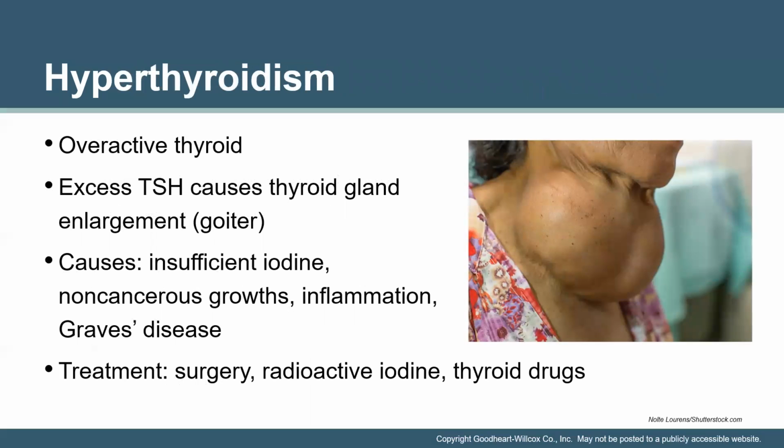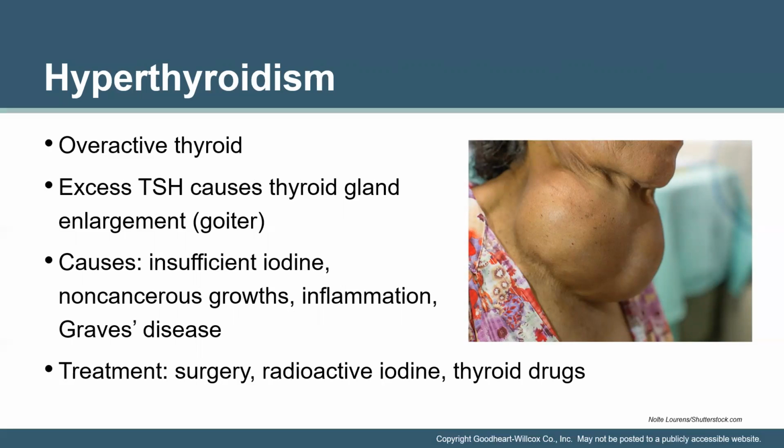Hyperthyroidism, overactive thyroid, excess TSH can cause what is called a goiter, or an enlargement of the gland. This can be from lack of iodine. It can be from cysts or nodules. It doesn't have to be cancer, but it will create inflammation.